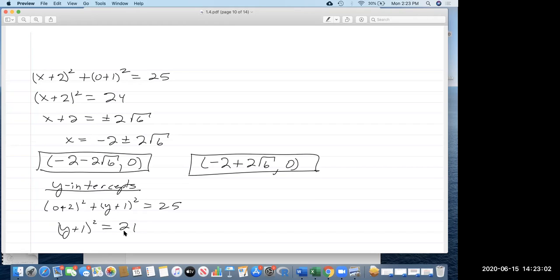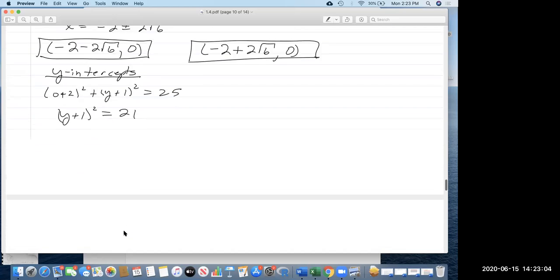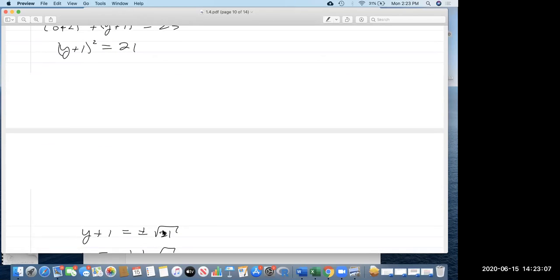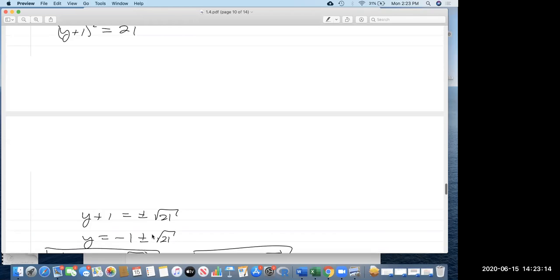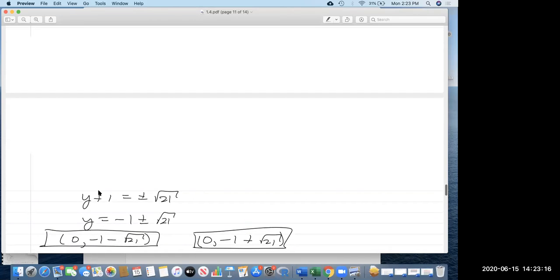By the square root property, I have that y plus 1 is equal to plus or minus the square root of 21. I can't really simplify this, so I'll just leave it like that. Subtract 1 from both sides of my equation, so y is equal to negative 1 plus or minus rad 21. Oh, that's horrible looking. So the y-intercepts are at 0, negative 1 minus rad 21, and 0, comma, negative 1 plus rad 21.